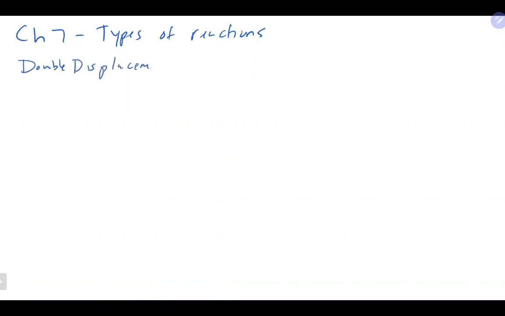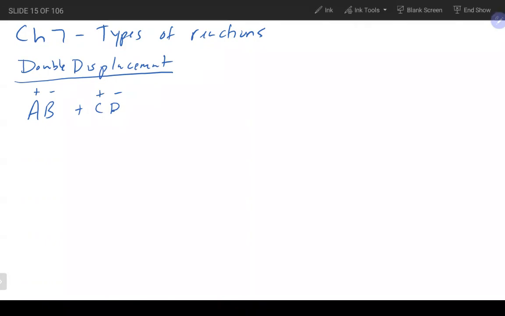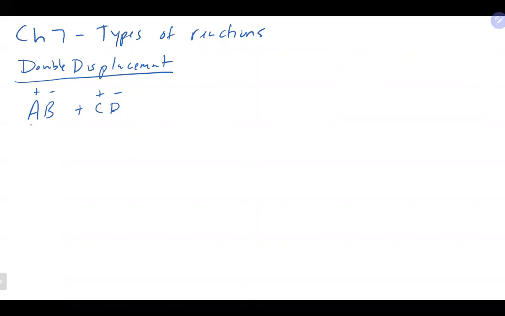In a double displacement reaction, this is the general setup, and how you know you have a double displacement reaction is you have two ionic compounds coming together. Whenever you have two ionic compounds coming together, it is always going to be the two positive ions that switch partners in this case. This will result in two new ionic compounds being formed.